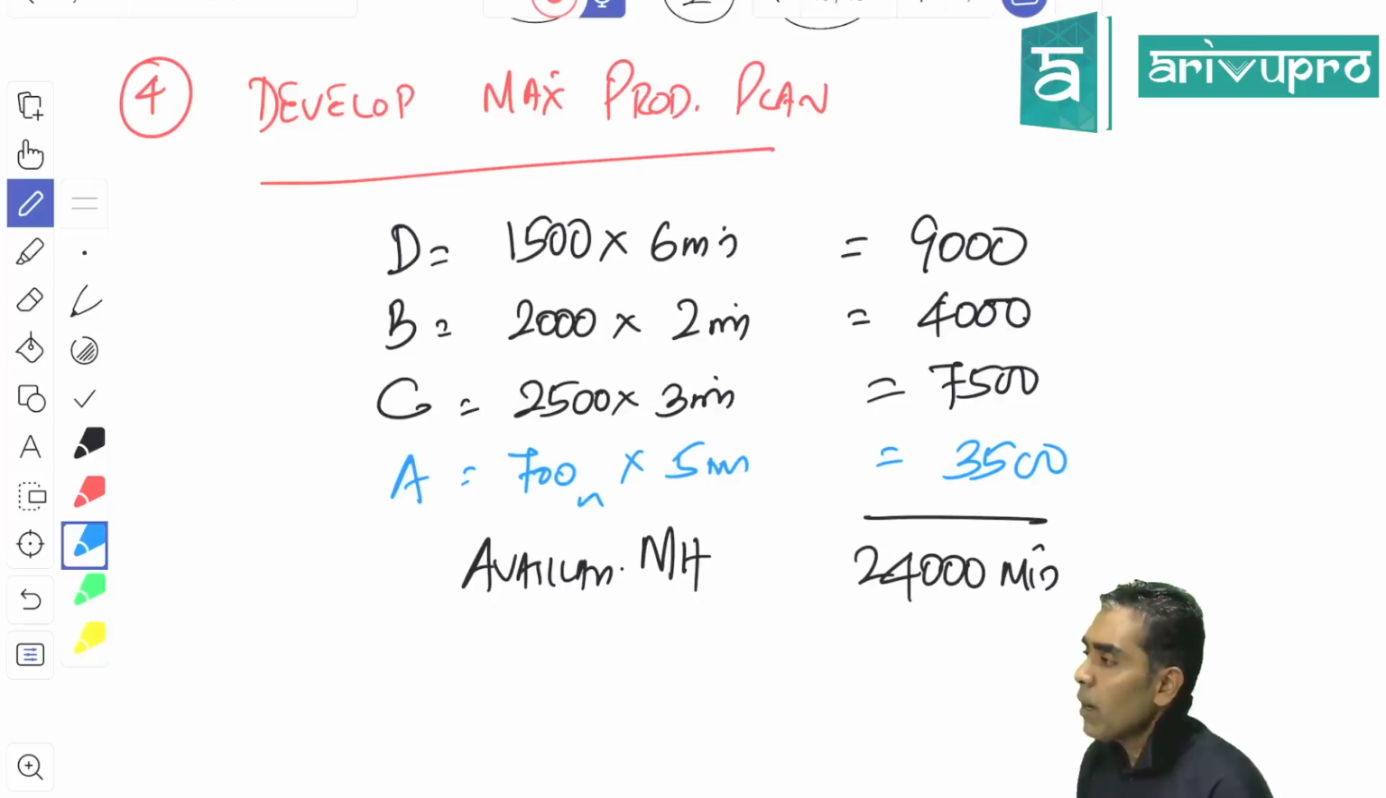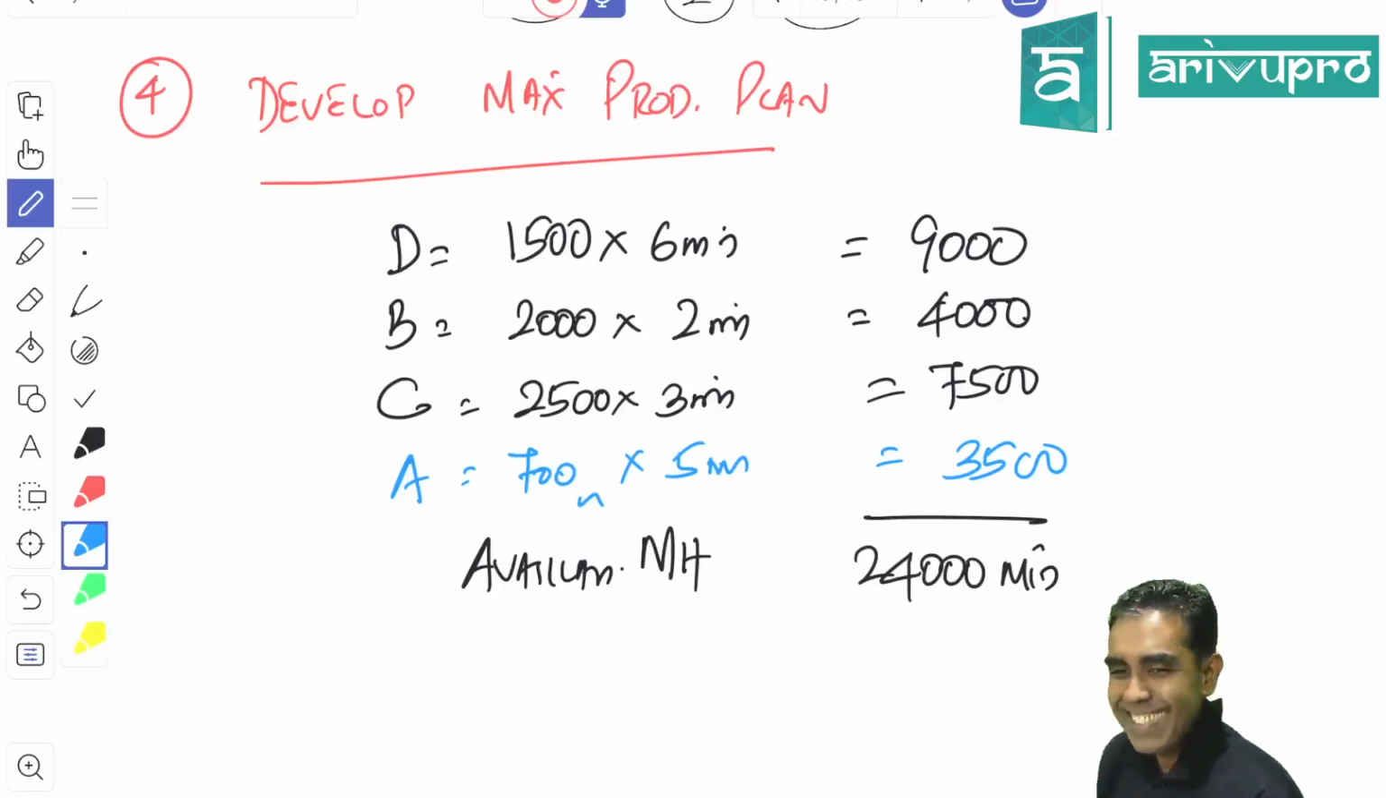Let me know, is the JIT system a push system or a pull system? I'm not asking what is the system that you prefer. I'm talking about what the JIT system is. Only 2 systems. Push. Pull system. What is meant by push system? You produce.